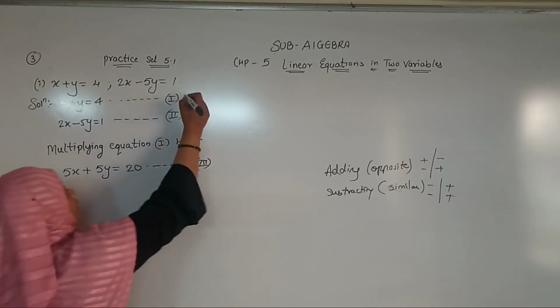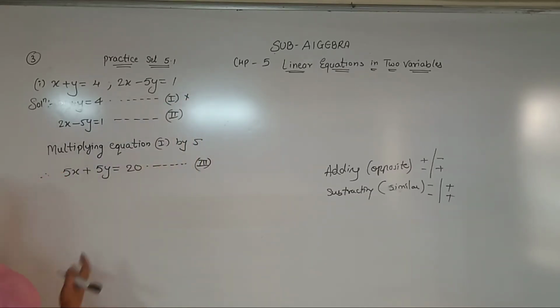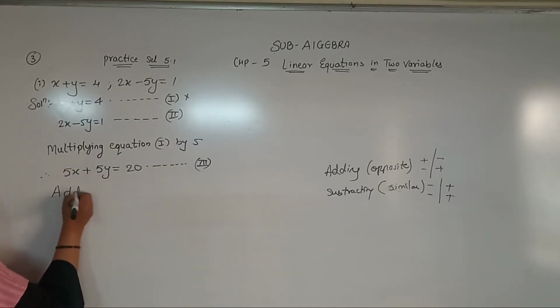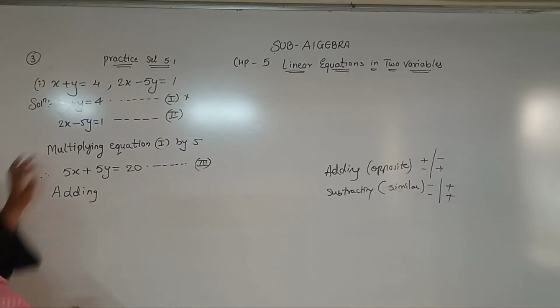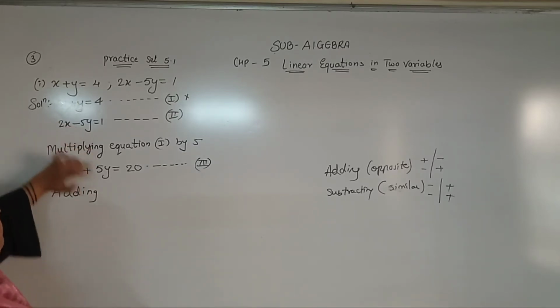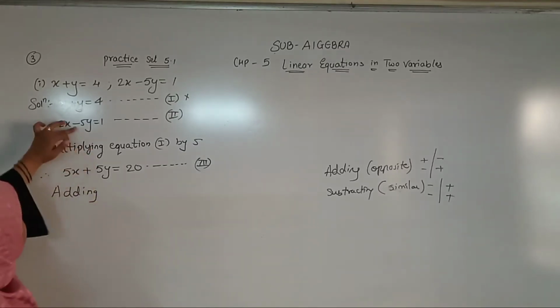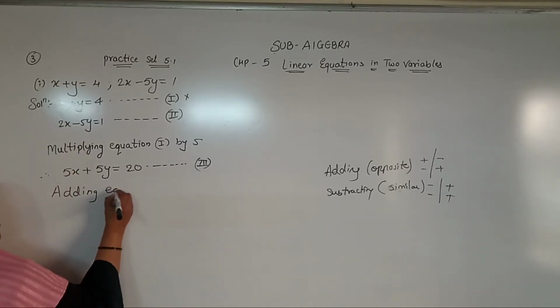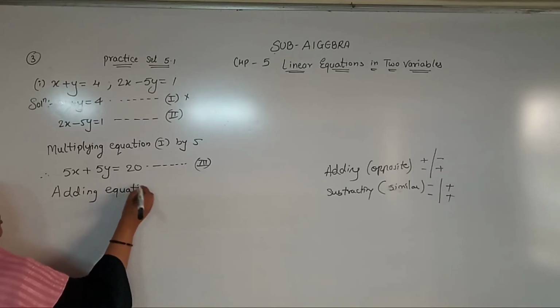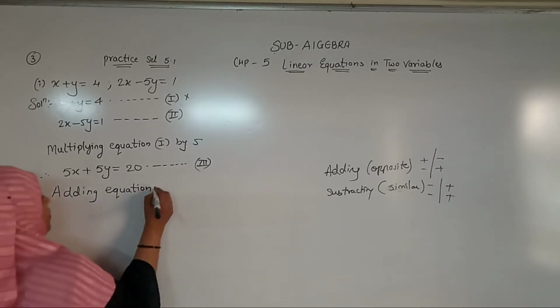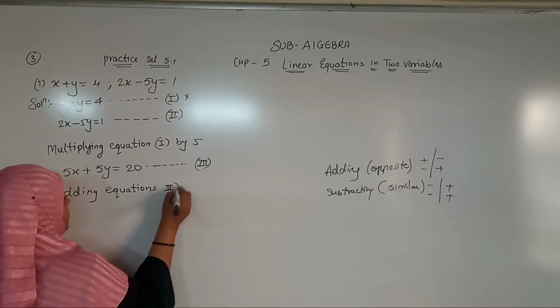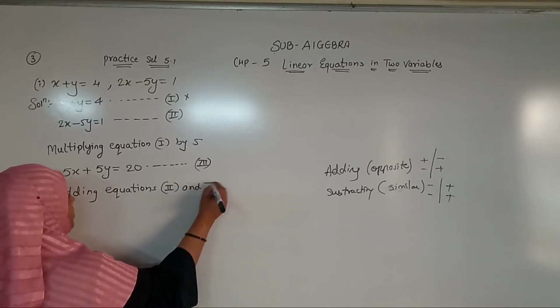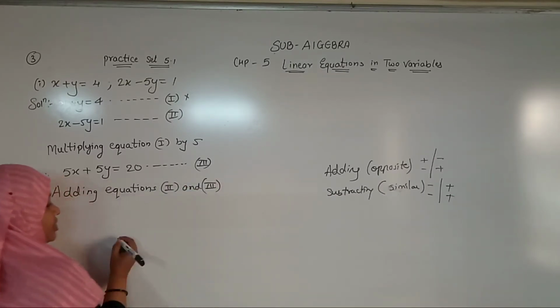Now I will not go for equation number 1. Now I have two equations with the opposite sign. So what am I going to do? Adding. When I am adding, I see my y variable terms are equal and I have opposite sign, so I am going to do adding. Write the full form of the equation. Adding equations 2 and 3. The second equation and the third equation I have to add.